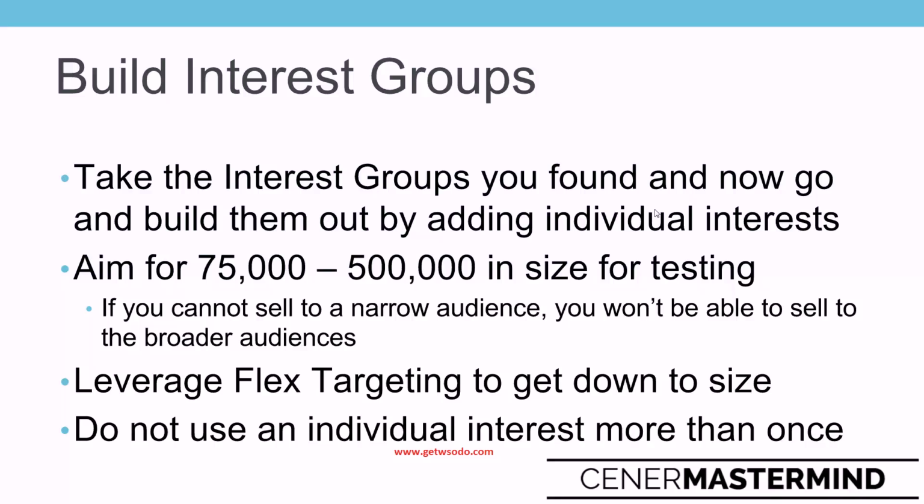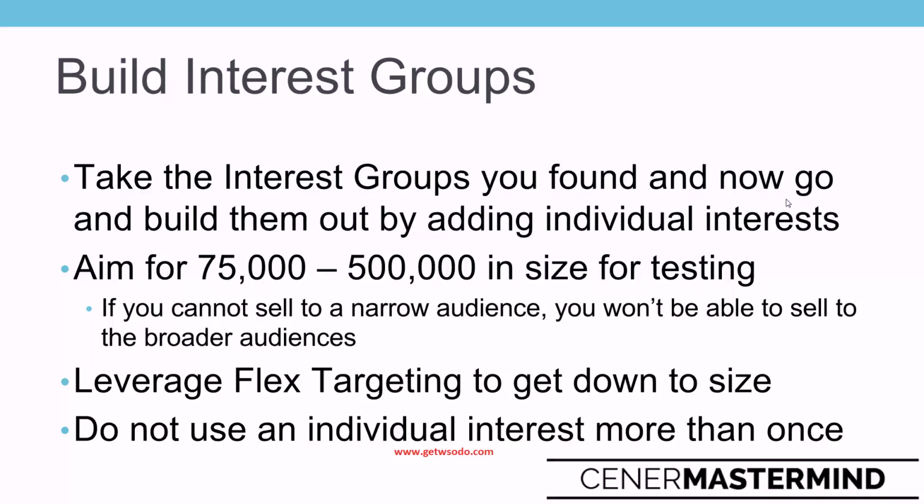Okay? And of course, you could scale out to larger numbers once something is working. But for testing, for proving the niche, for proving our initial ads, we definitely want to be in this size for our interest groups. And how are we going to get down to size if we add every single interest? Let's say there's 10 cat magazines, probably going to be over 500,000 in size, totally okay. We're going to leverage flex targeting to get down to size. We're going to do flex targeting, otherwise known as intersecting or narrowing the audience. I'm going to show you how to do that when we go over the shoulder.